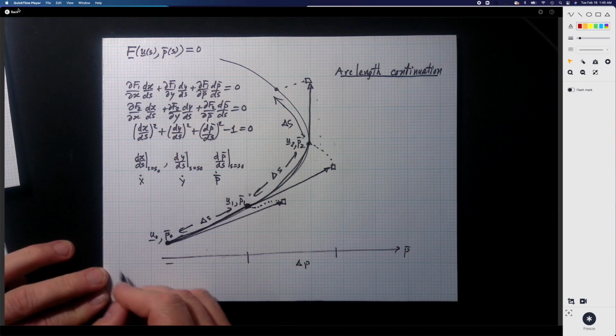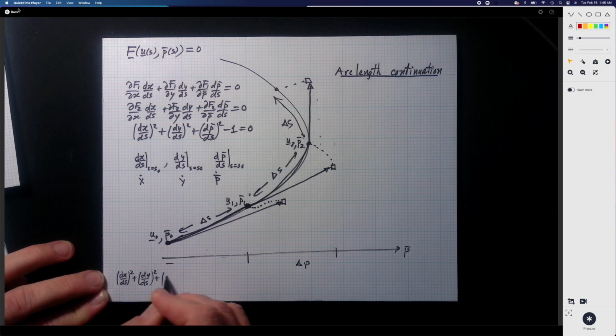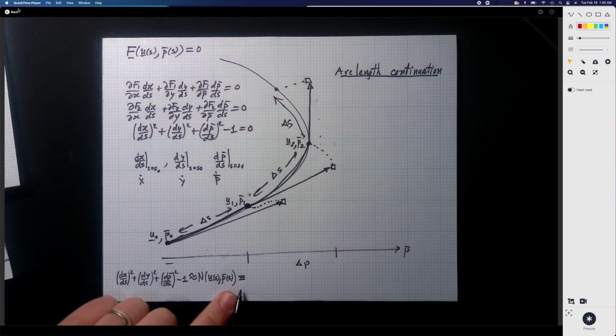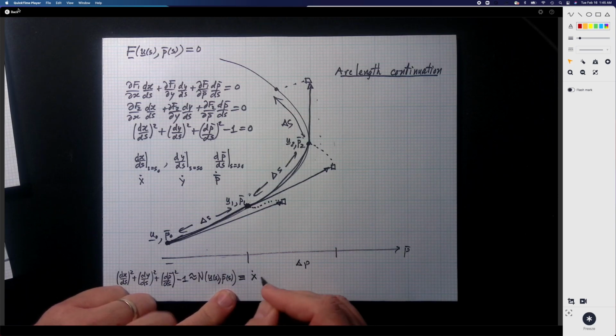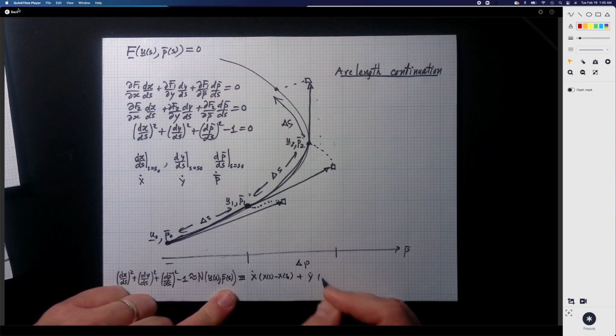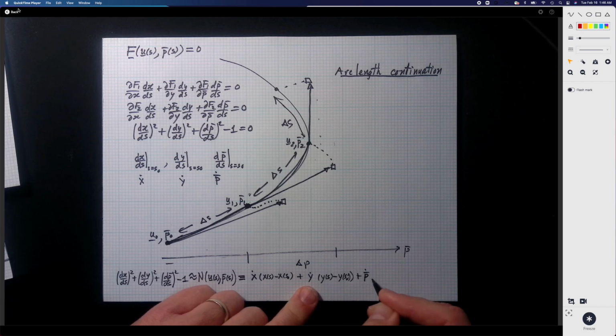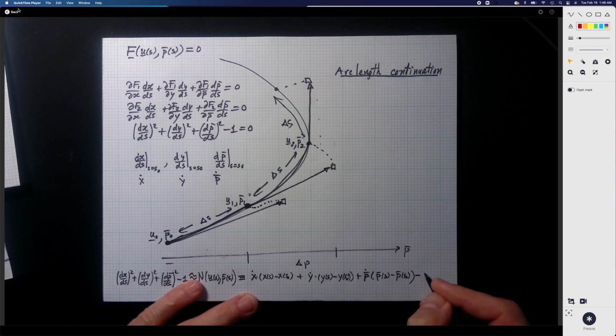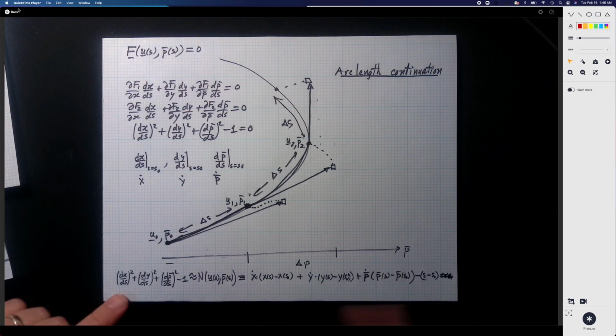And what we're going to do, we're going to approximate this dx ds squared plus dy ds squared plus dp bar ds squared by this new function n, and this function n is going to be defined in the following way: x dot times x of s minus x of s naught, plus y dot times y of s minus y of s naught, plus p bar dot times p bar of s minus p bar of s naught, minus s minus s naught equals, well, that's just this function n. We're going to try to make it equal to 0.